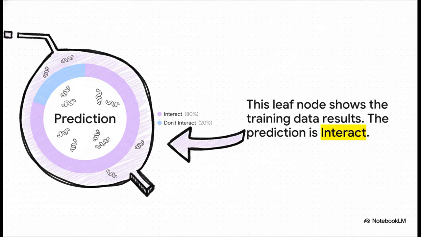Now this leaf represents every single protein pair from our original training data that also answered yes to both of those questions. And it turns out, in that specific group, 80% of them interact. So the tree's prediction is interact. It's really just a majority vote of the most similar examples it's already seen.